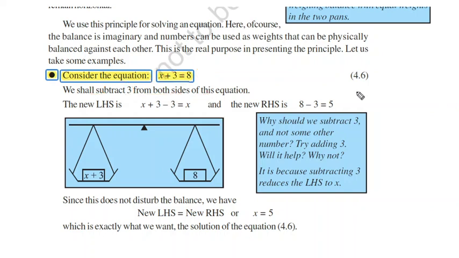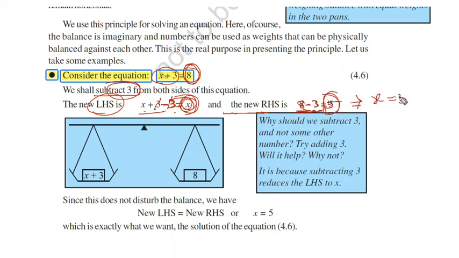The LHS will be x plus 3 minus 3. The plus 3 and minus 3 cancel, so only x will be there. And what was there in RHS? 8. The new RHS will be 8 minus 3, since we are subtracting 3 from both sides. 8 minus 3 is 5. So you can see in the LHS there is x, and in the RHS there is 5. Therefore, x equals 5.